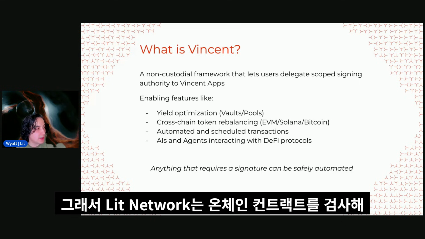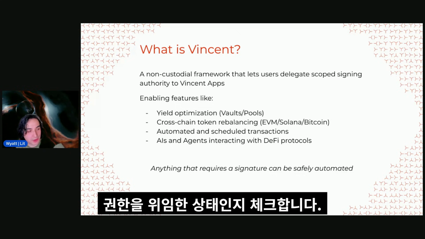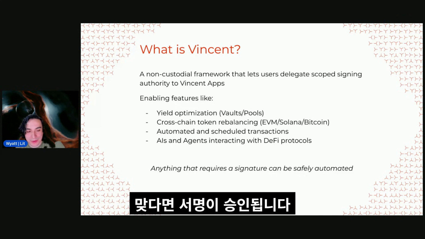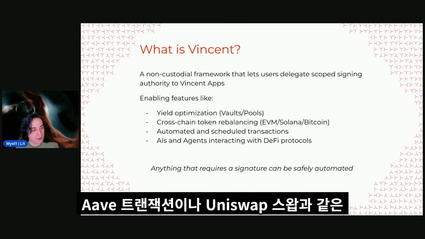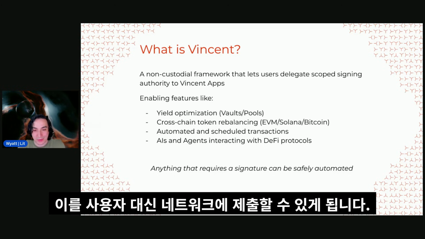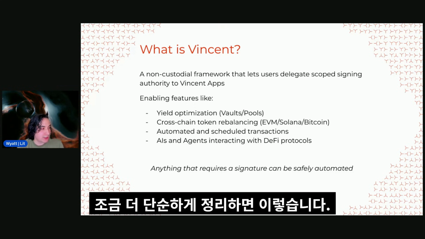And so the Lit network will check the on-chain contract and basically check, are they currently delegating to this Vincent app? If so, the signature goes through, and then the Vincent app will get back a signed Aave protocol transaction or a Uniswap swap transaction that they can then submit to the network on behalf of the users.